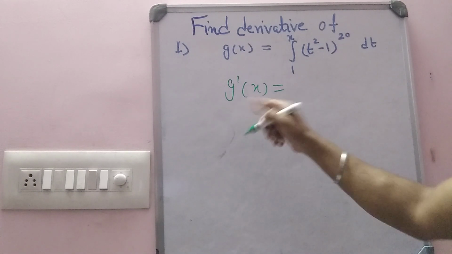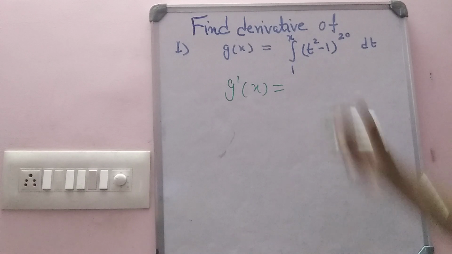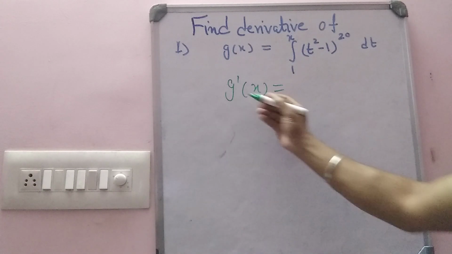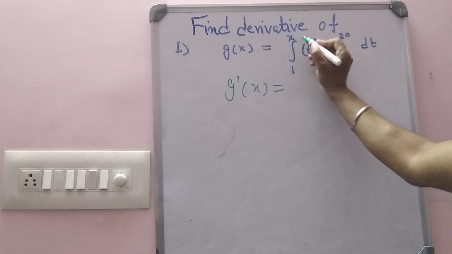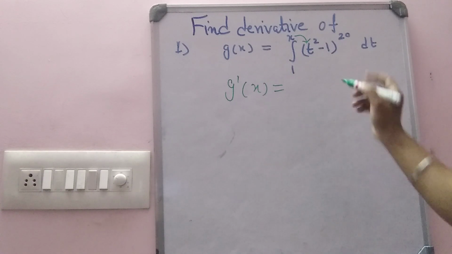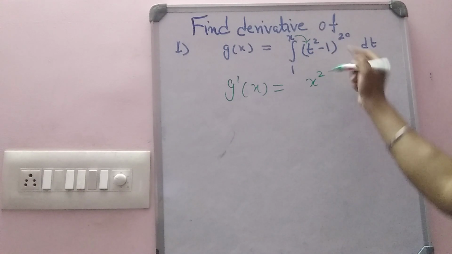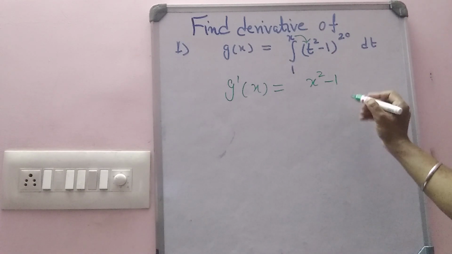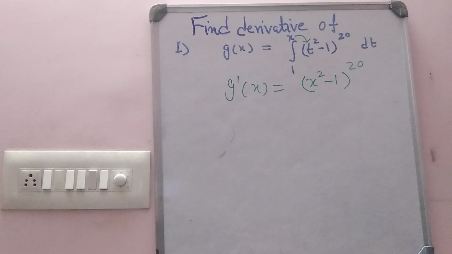g dash x means the derivative of this integral. You know integral and derivative are reciprocal of each other. So whenever you have to find g dash x, just change t directly into x. So what will be your value? Your t square becomes (x square minus 1) to the power 20. That is your final answer.